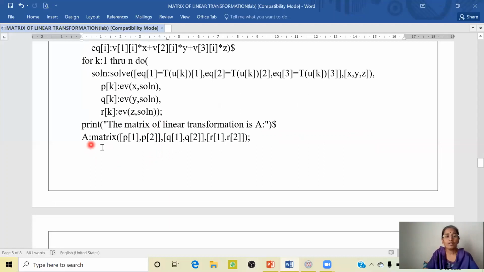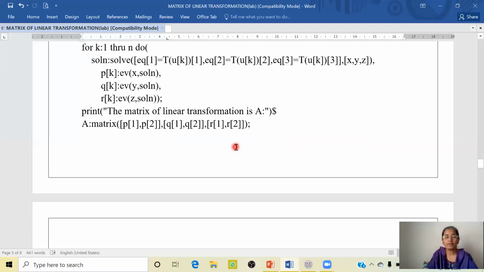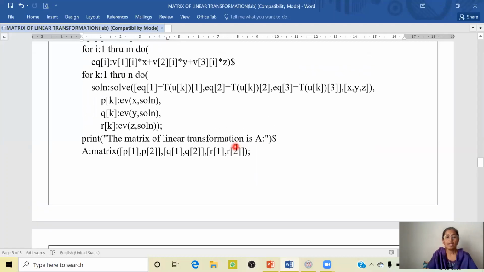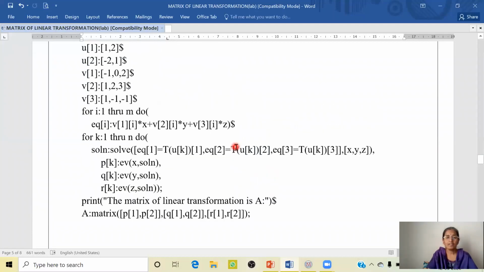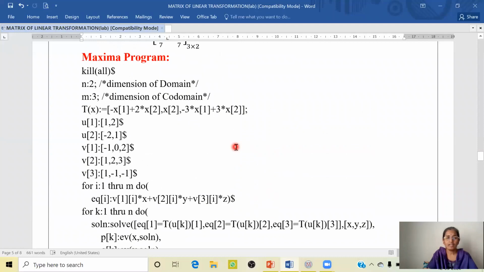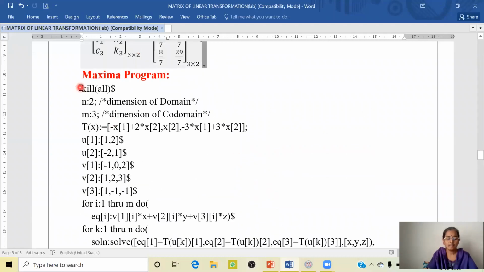The matrix of linear transformation T is given by the matrix A equal to, here colon, matrix is the command to express the matrix P1, P2 in the first row, Q1, Q2 in the second row, R1, R2 in the third row. So this will give you the matrix of linear transformation of this T. So let us execute and see this.